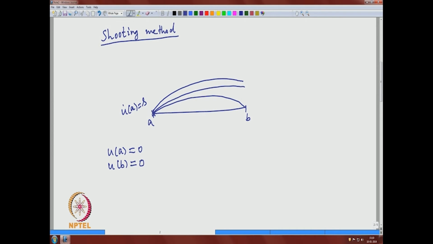That is why it is called the shooting method. By changing the initial velocity in this particular setup of boundary conditions, we are looking for a particular velocity with which, if we shoot, we reach the destination, namely u(B) equal to 0. That is the idea, and that is why it is called the shooting method. So again, let me go back to the analytical description.